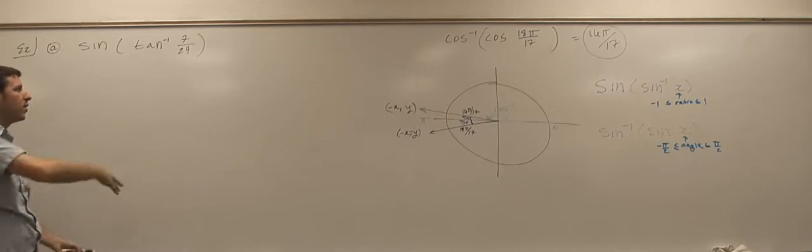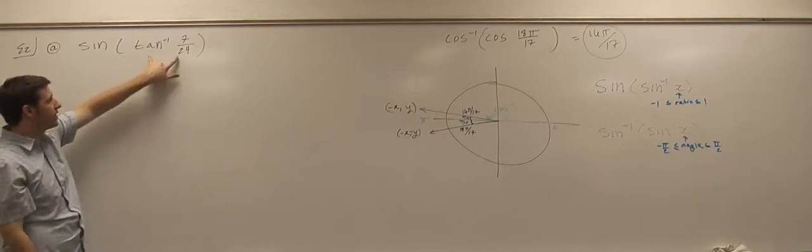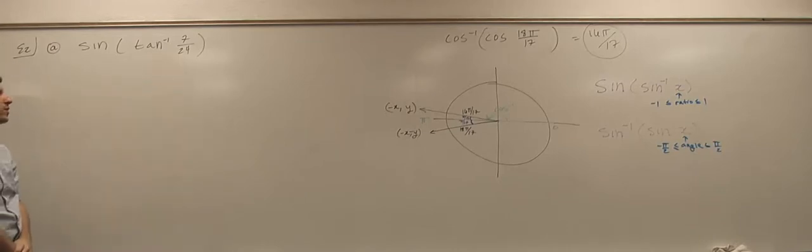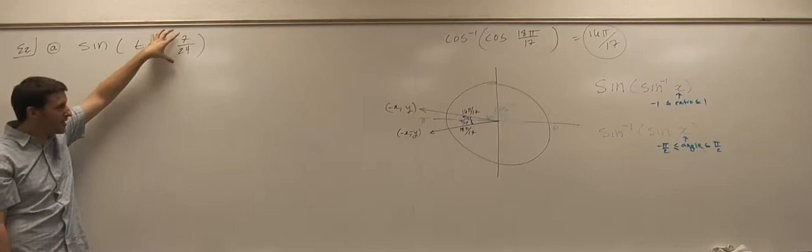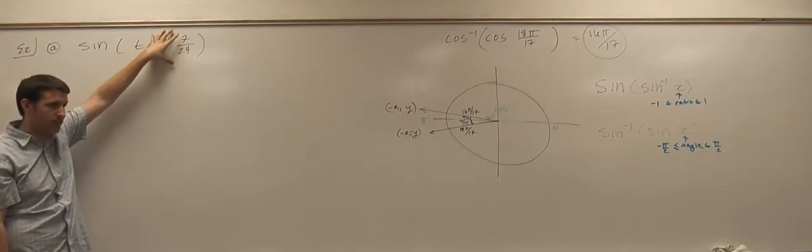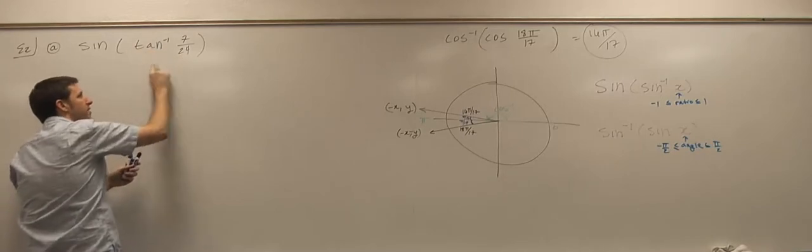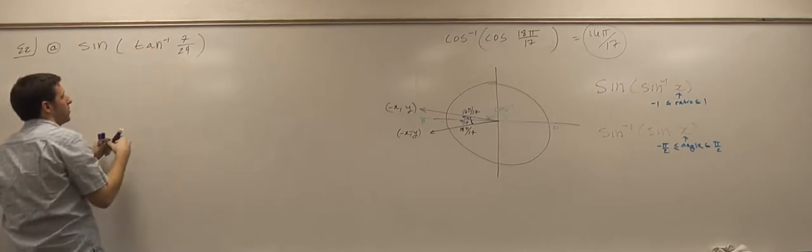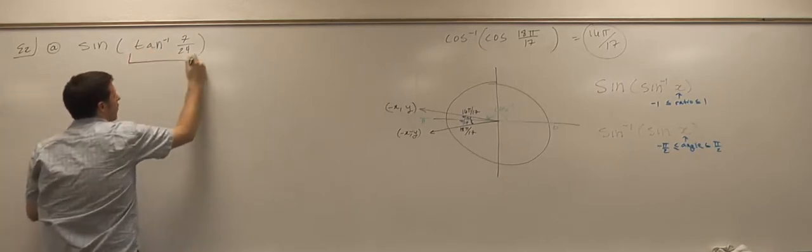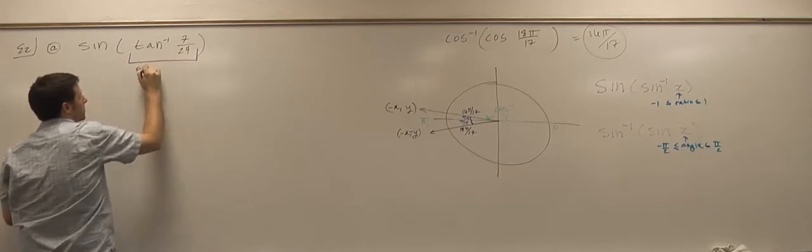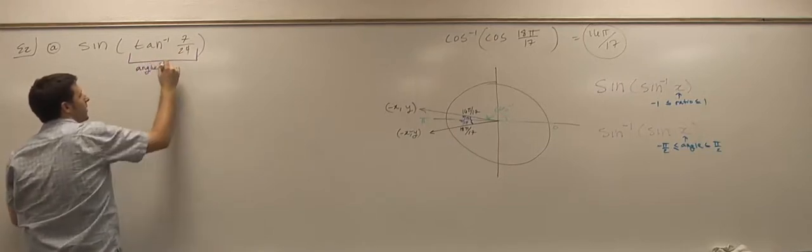So instead of going at this brute force and trying to figure out what tan inverse of 7 over 24 is, I'm going to be a little more slick. I know tan inverse is an angle. That's what tan inverse does. It takes in a ratio, but altogether it spits out an angle. This whole thing is an angle. Call it theta.